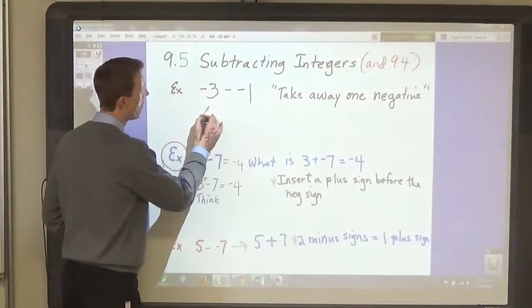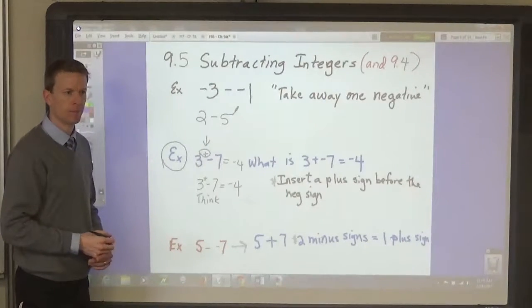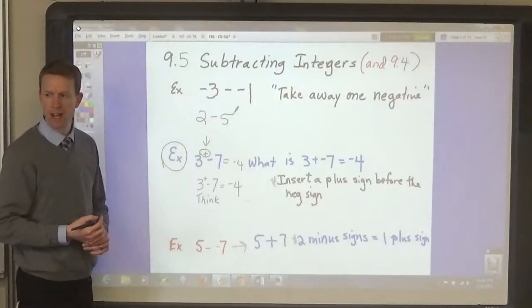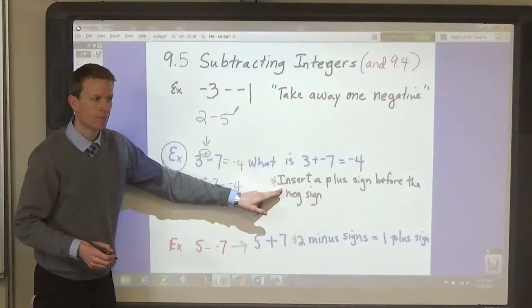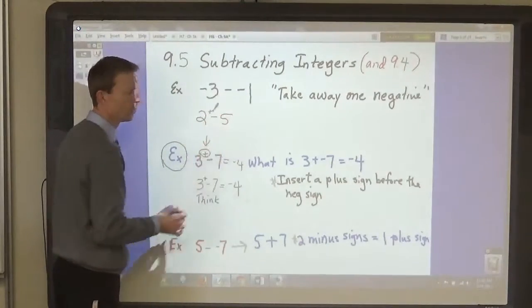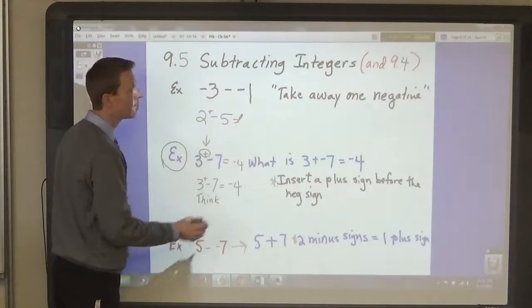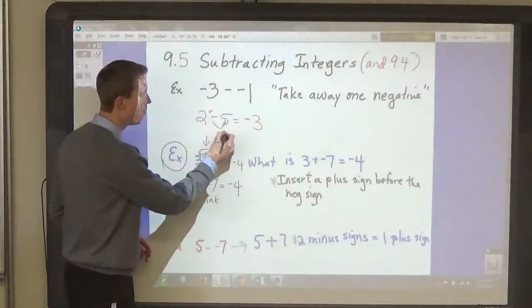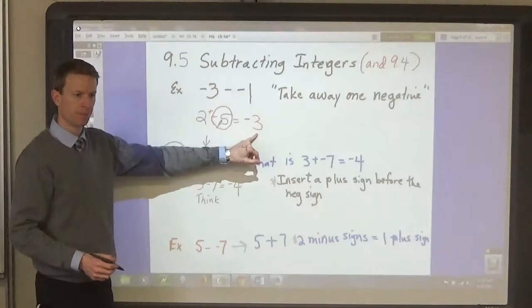What would be 2 minus 5? What would be 2 minus 5? What would we do? Kaden? Put a plus sign right before the negative, where there's the minus sign. So what does that equal then? Negative 3. Good. Because the negative number is bigger than the positive number, the answer will be negative. Okay?